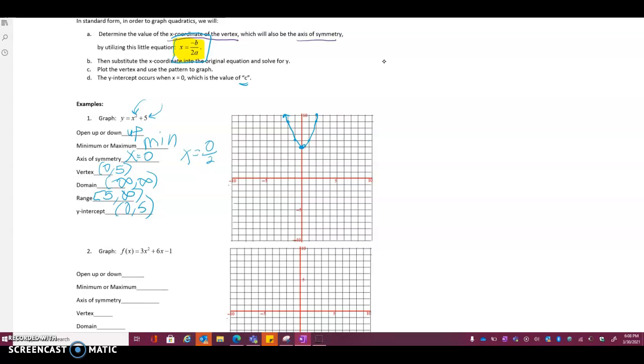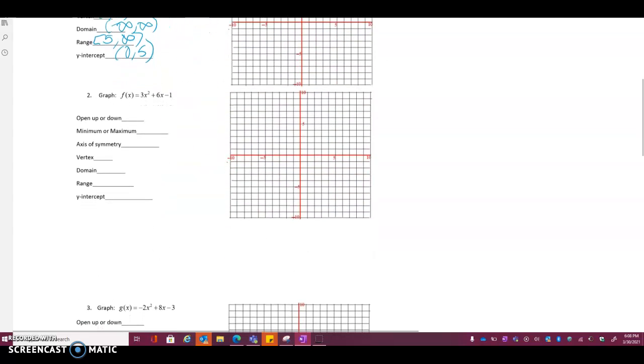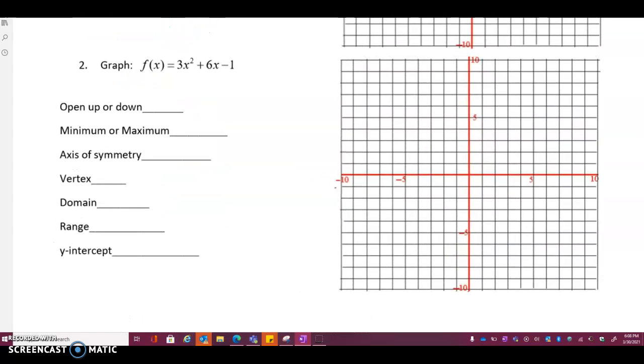Okay, let's take a look at number 2. We don't know my vertex, so I need to find that. I find my vertex by doing the opposite of b over 2a. So let's go ahead and talk about this graph. Is it opening up or down? Well, I see my a value is 1, so I know it's going to open up, which means the lowest point on my parabola is the minimum. All right, because it's going up.